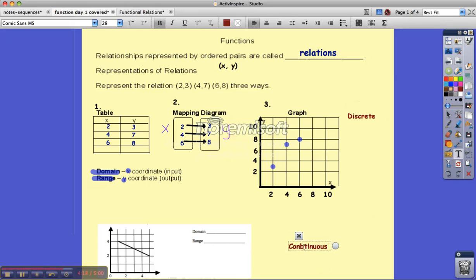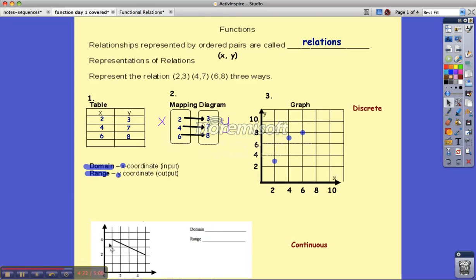Oops, continuous. So if you think about why that is, this graph, notice, is a line. It's continuous in between there. There's no individual points. This graph is called discrete because there are particular points, but there's no line in between them. It doesn't continue in between those. It's just those particular points.